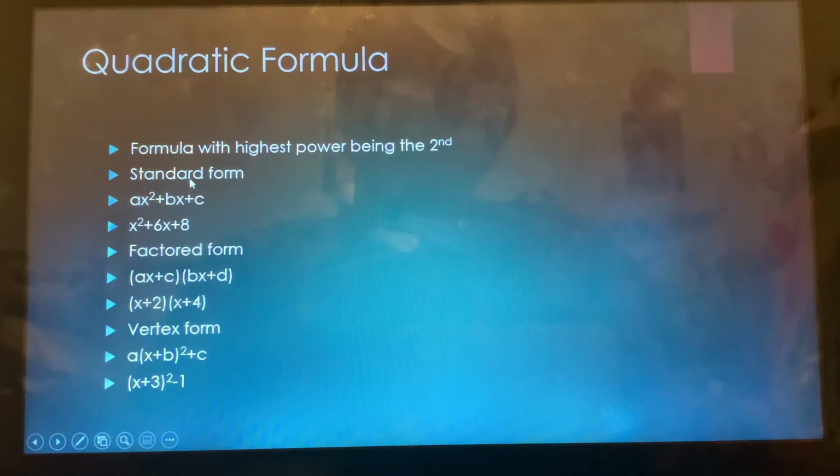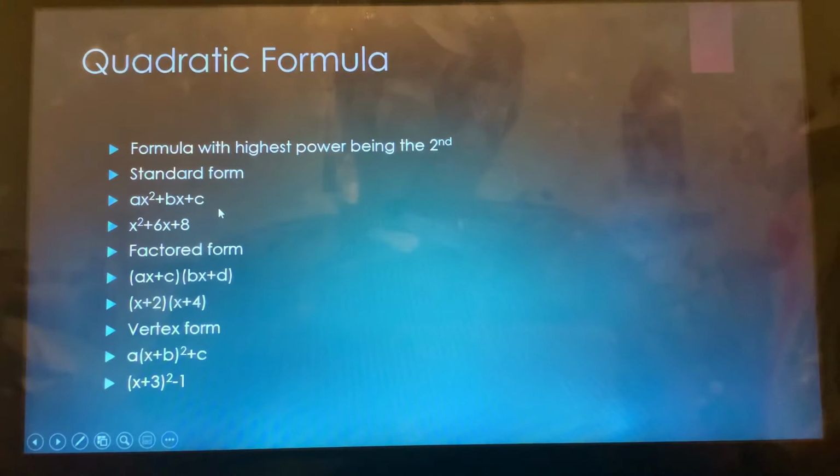Now, we already went over a little bit standard form, factored form, and vertex form. This is used for graphing. This is used for the quadratic formula to find out the x-intercepts. And we know that to get to standard form from vertex form and factored form, you just multiply them out. You multiply this out and multiply this out to get this.